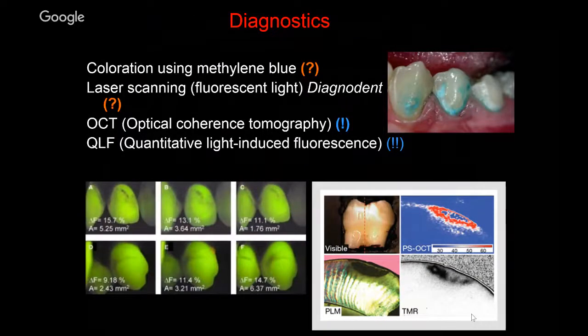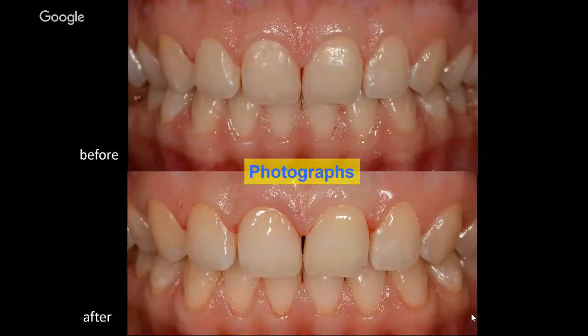Diagnostics is a very big problem for the clinic. It's not a problem for scientists, but in the clinic many scientific methods are not available. What is recommended? For example, coloration using methylene blue, Diagnodent. And we have many good modern scientific methods for diagnostics in dynamics, for example optical coherence tomography and QLF, quantitative light-induced fluorescence. But in the clinic, I like to use photographs. I take a picture before and after treatment, before and after remineralizing therapy, and I see the results very well.